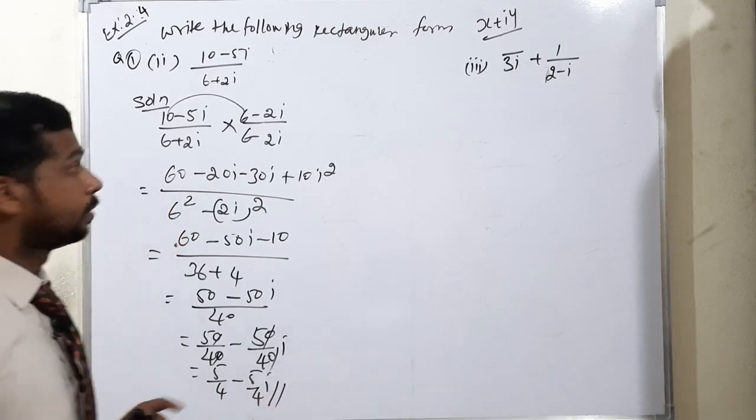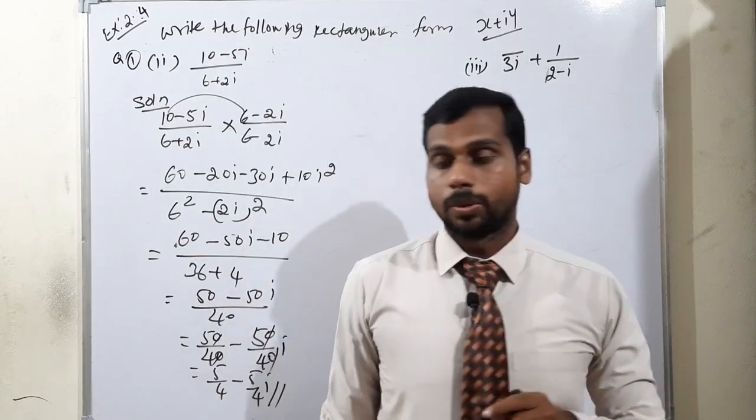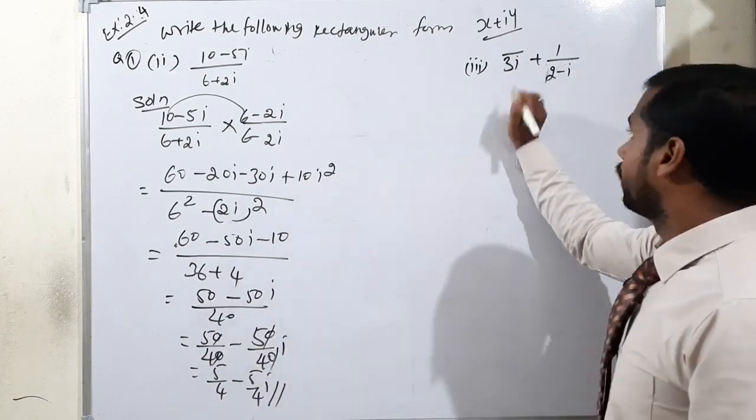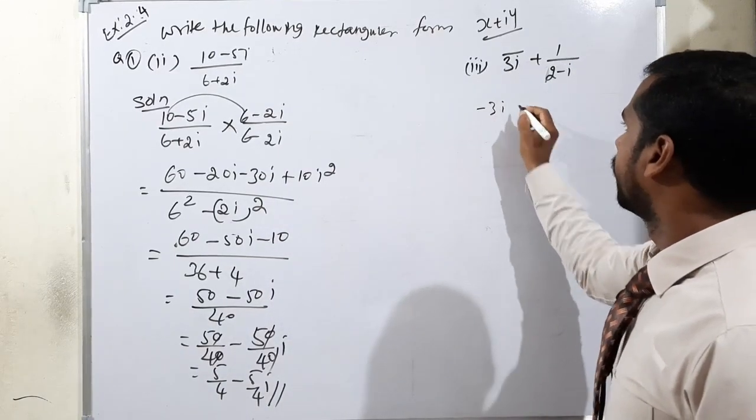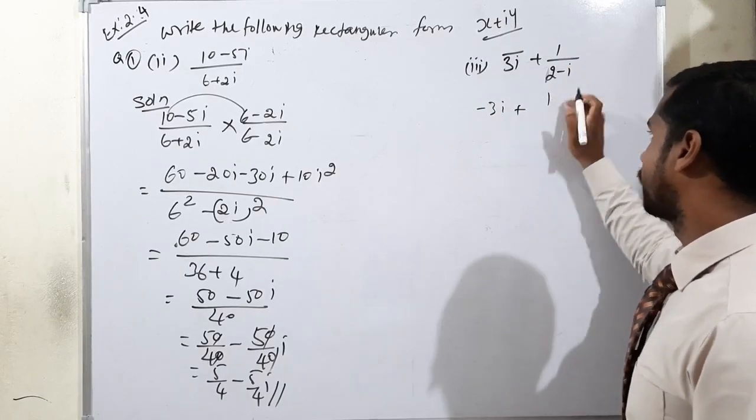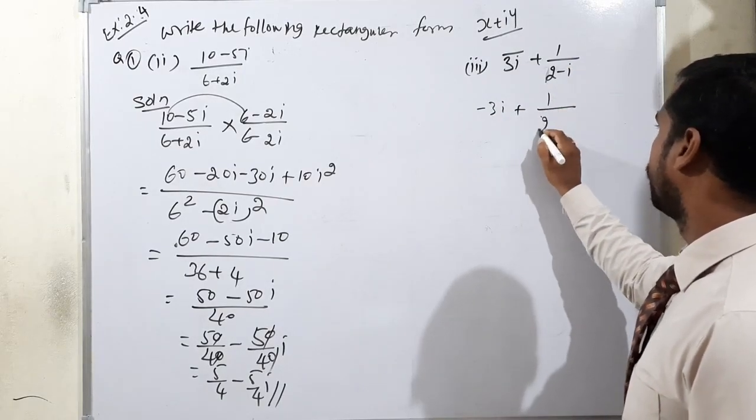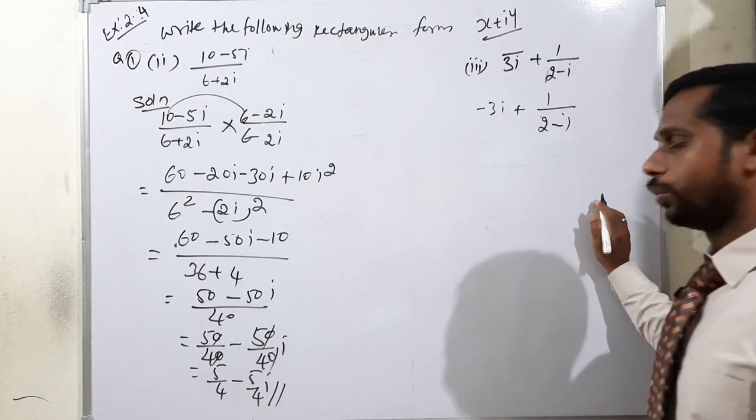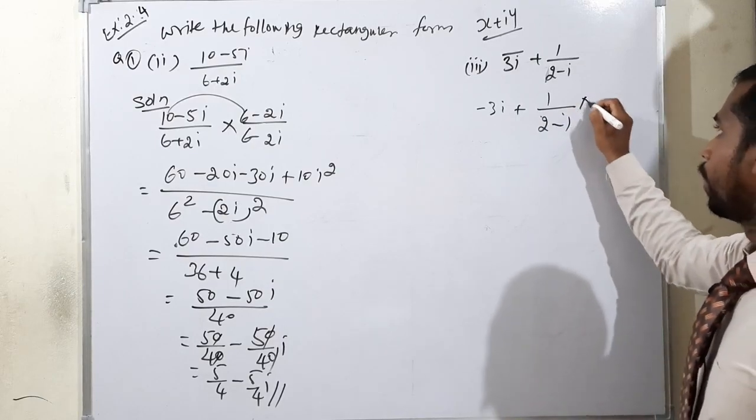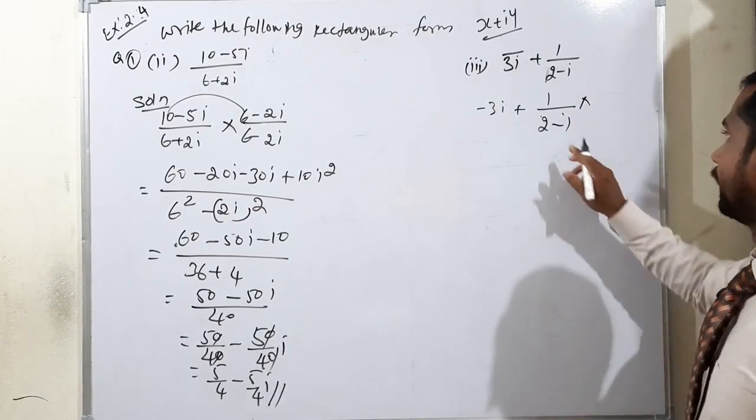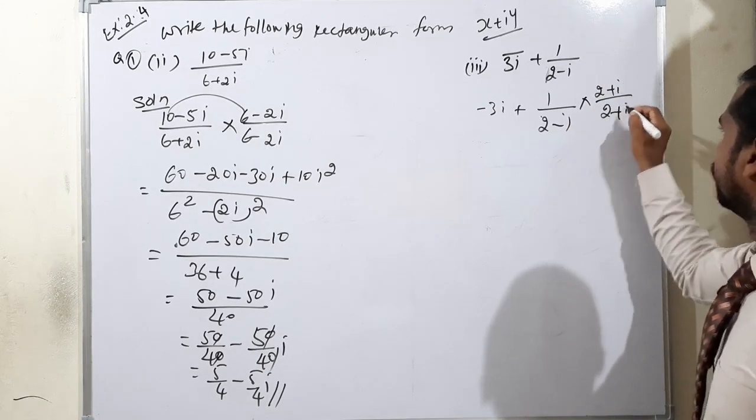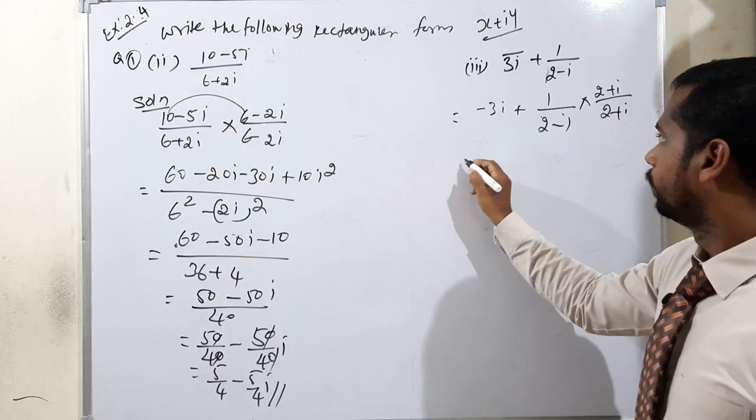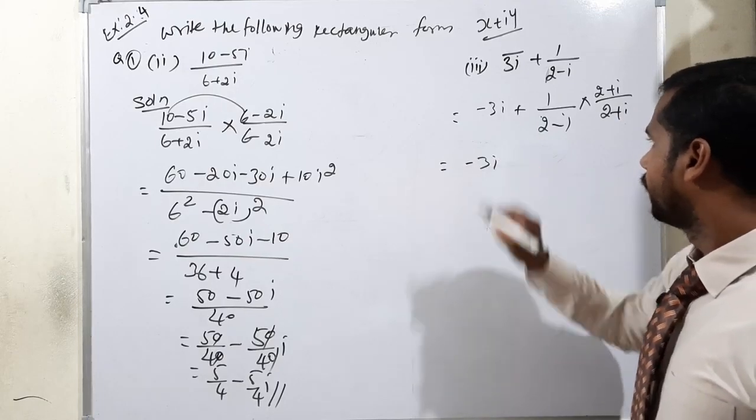This is subdivision second. I am moving to the last one, subdivision third, 3i bar. 3i bar means we have to change the sign, so minus 3i, then plus 1 divided by 2 minus i. It is not in standard form. To convert to standard form, we have to multiply both sides by the conjugate. 2 minus i is there, so we multiply by 2 plus i. Minus 3i stays as it is.